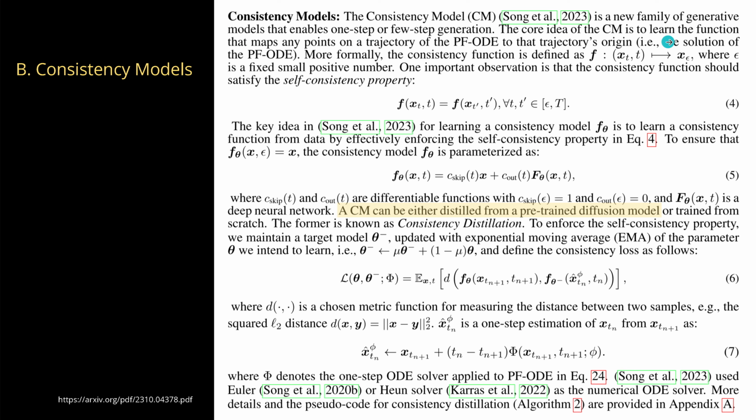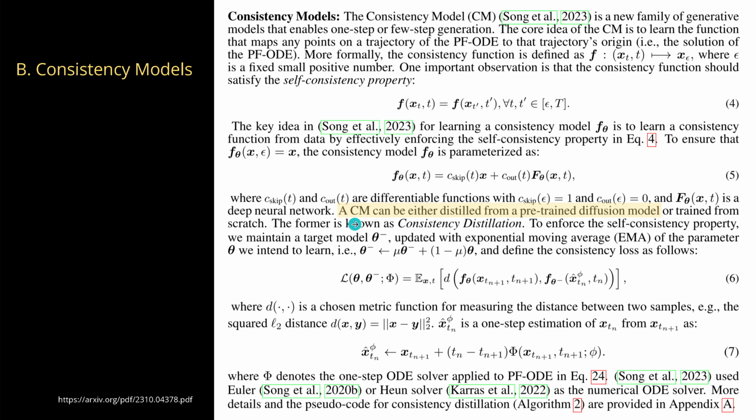The core idea of CM is to learn the function that maps one point on the trajectory of our PF-ODE to the trajectory's origin. More formally, a consistency function f can be defined here, where epsilon is a fixed small positive number, and one important observation: it should satisfy the self-consistency property. Beautiful. And they have a new technique here, the skip and the out methodology, introduced by the authors.